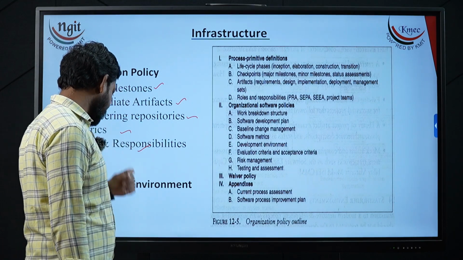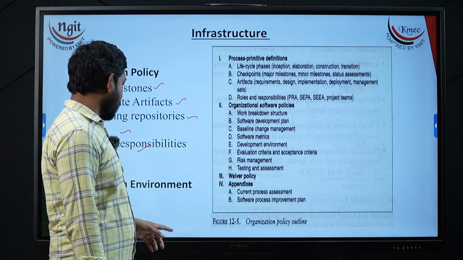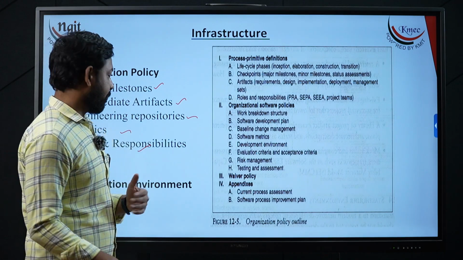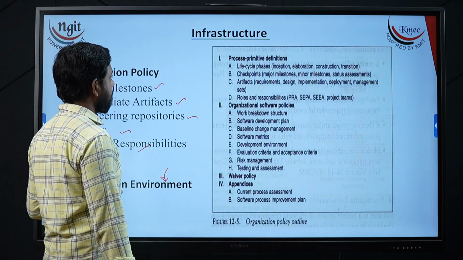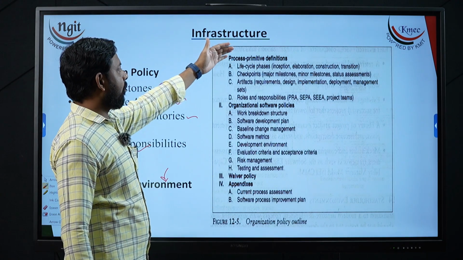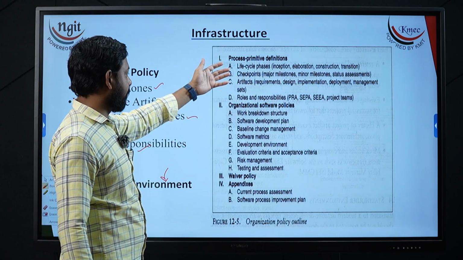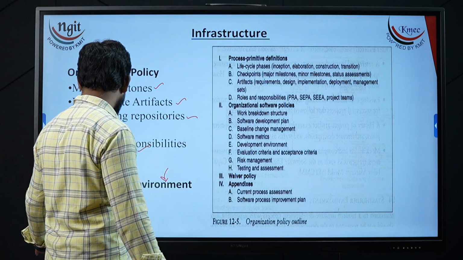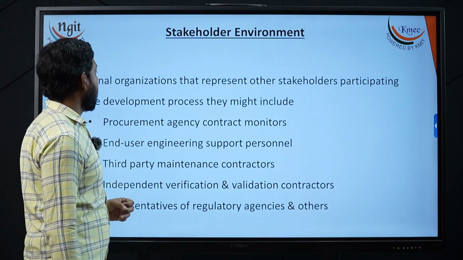So what is this organization environment? This is going to capture the inventory of tools that you are using in your project development. The different tools you are using are supposed to be documented as a part of this organization environment. So that is your basic organization policy outline. It is going to have what process definitions you are going to do, what policies are defined on your software by your organization, what you are waiving and what different appendices you are using, right? And last you go with your stakeholder environment.